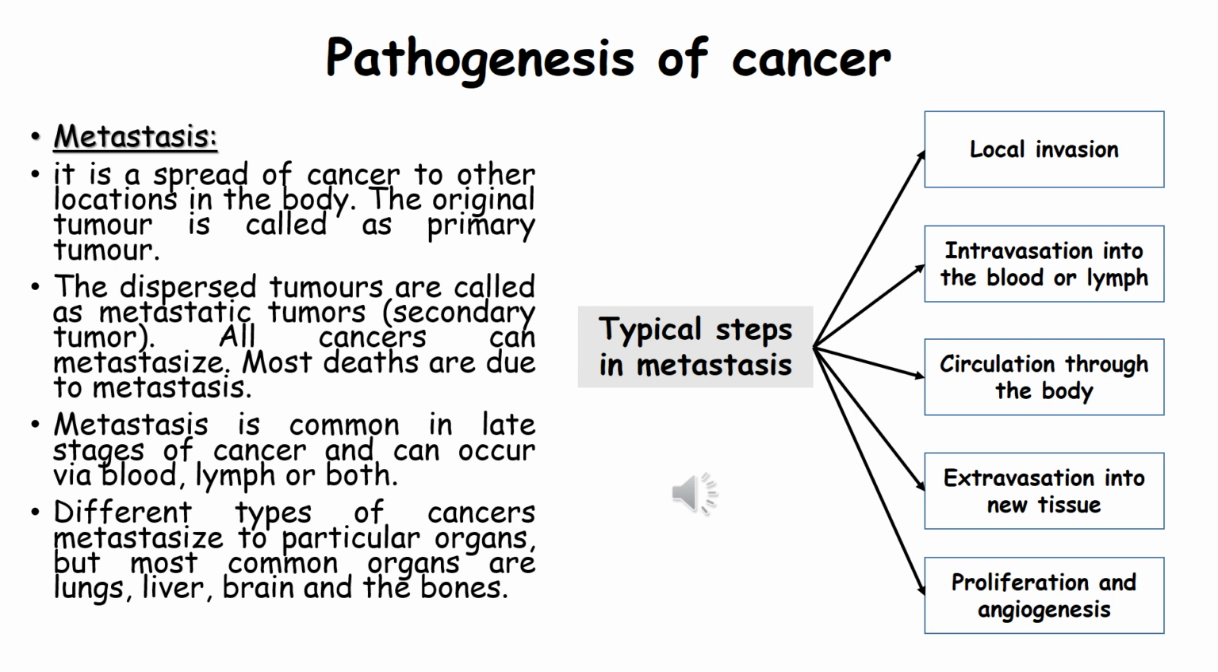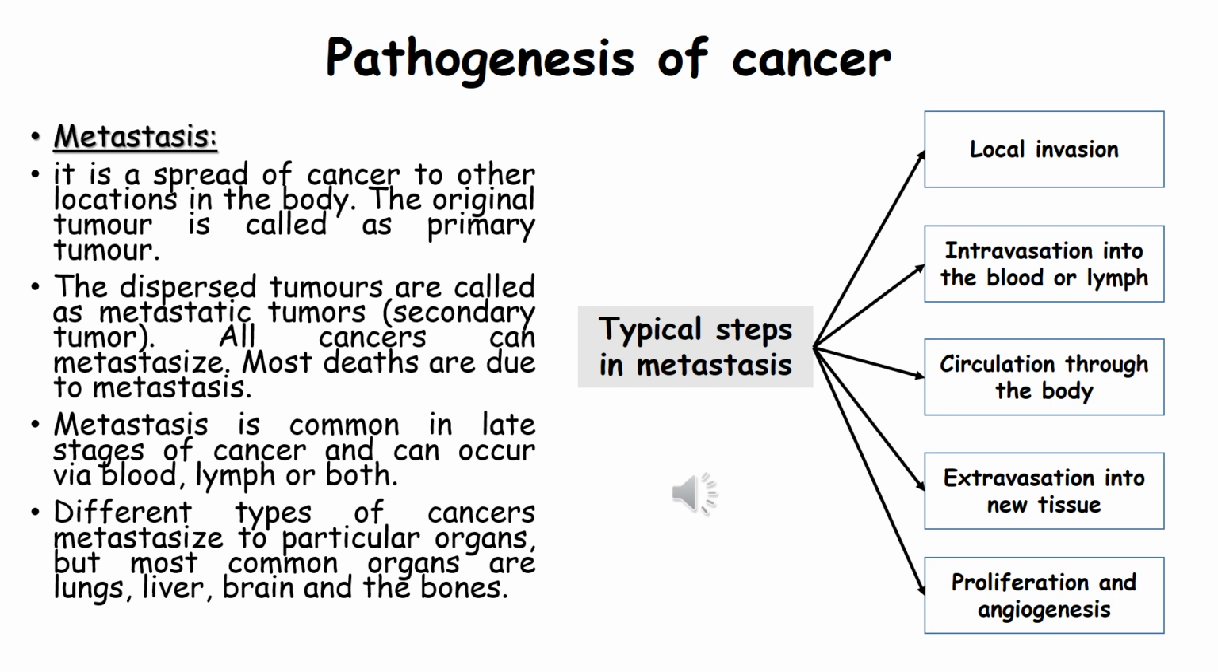Since cancer patients might develop metastasis years after diagnosis of the primary tumor, this makes the metastatic process even more complex. Now the steps that are involved in metastasis are local invasion, intravasation into the blood or lymph, circulation through the body, extravasation into new tissue, proliferation and angiogenesis.